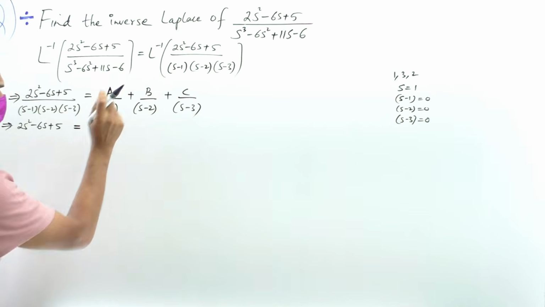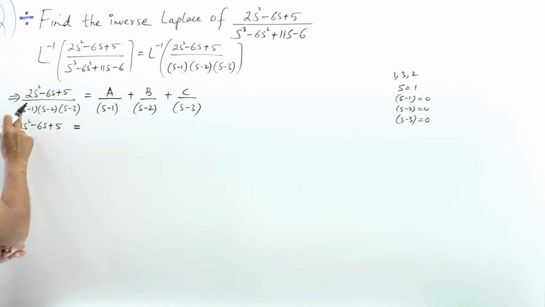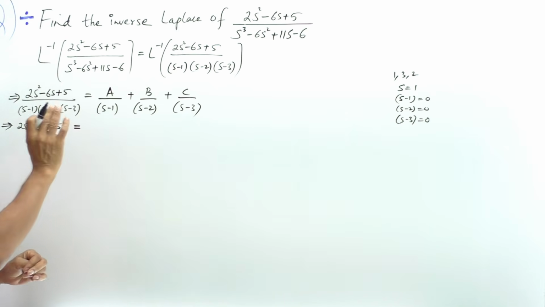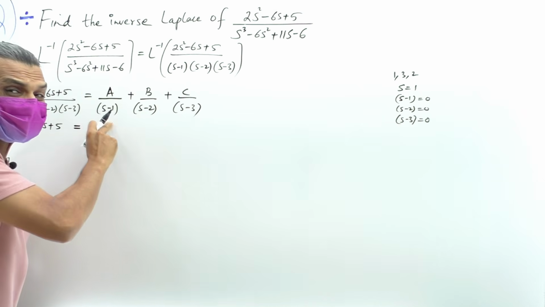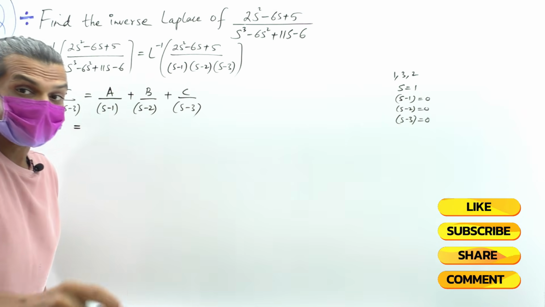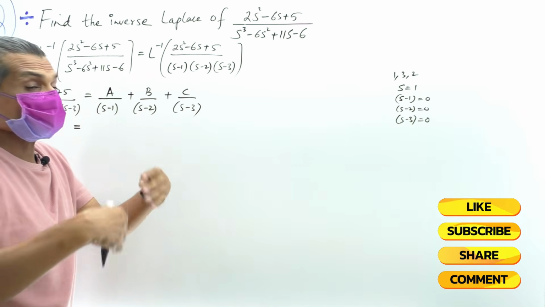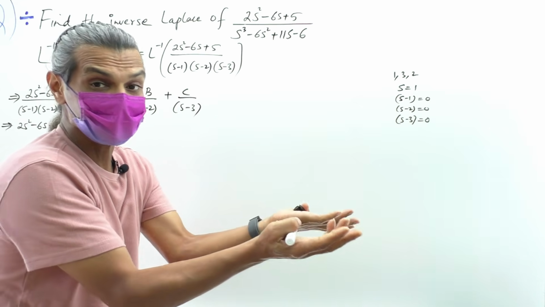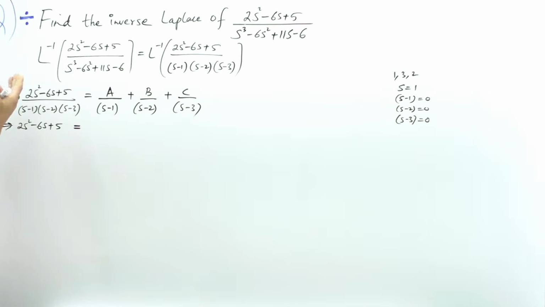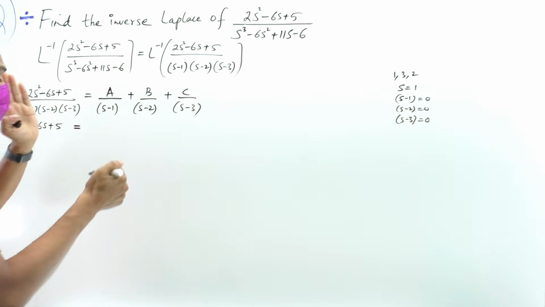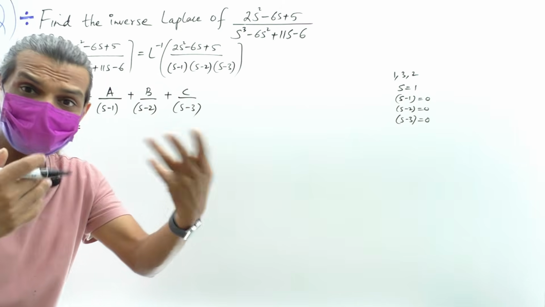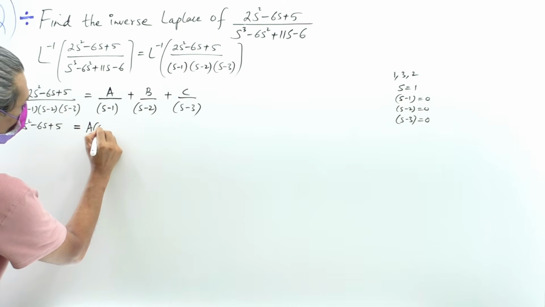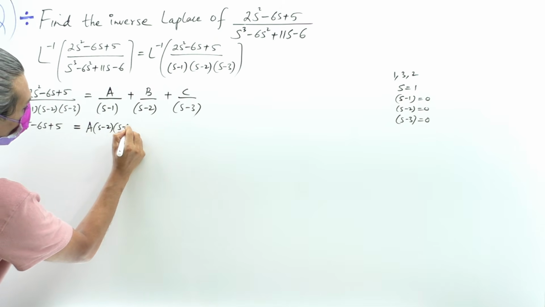This is equal to the LCM, which is (s − 1)(s − 2)(s − 3). Simple. A has s minus 1. LCM is the least common multiple, what it needs to fulfill. The LCM is (s − 1)(s − 2)(s − 3). So A has only s minus 1. It needs what? It needs again s minus 2 and s minus 3.